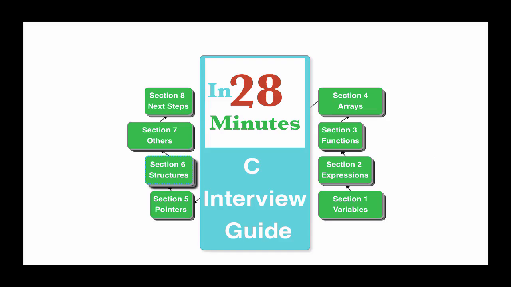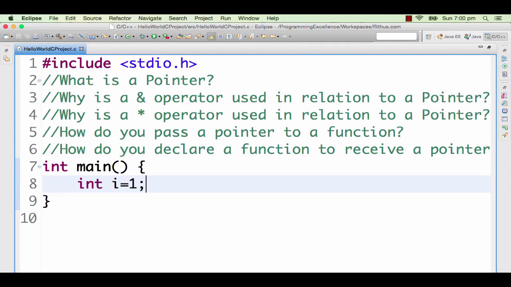In this section 5 on pointers, we will learn the basics about pointers. In this video, let's look at the different things related to pointers. What is a pointer? What is the address of operator? What is the star operator in relation to a pointer? We use star in a number of contexts. And how do you pass a pointer to a function, and how do you declare a function to receive a pointer? So this and a lot of other questions we will discuss during this video on pointers.